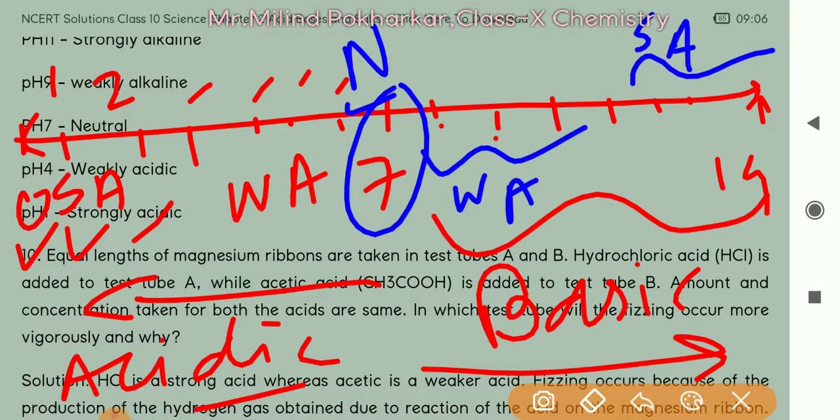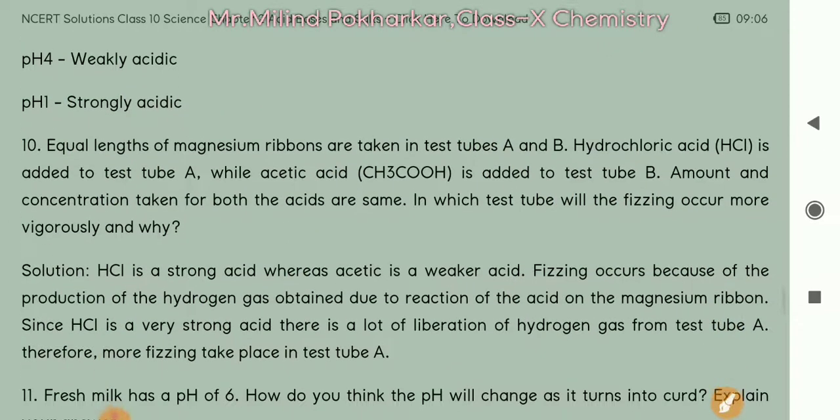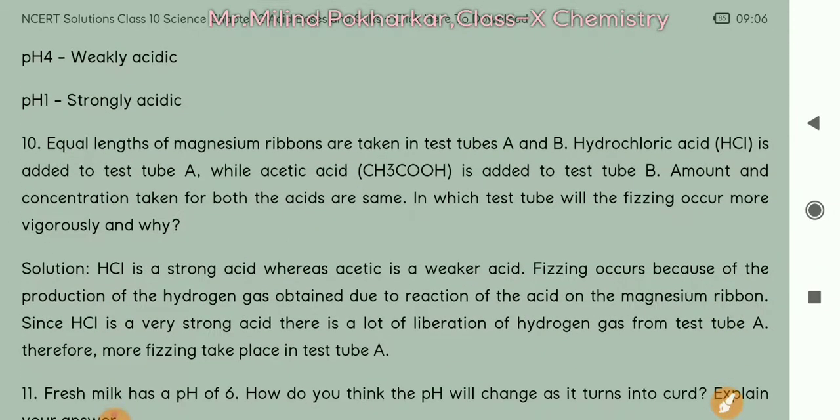So this is how, on the basis of the universal indicator, we can classify the pH values into groups like strongly acidic, weakly acidic, neutral, weakly alkaline, that is, weak base, and strongly alkaline, that is, strong base. So I hope it's clear, and now we'll stop here, we'll continue next period. Okay.